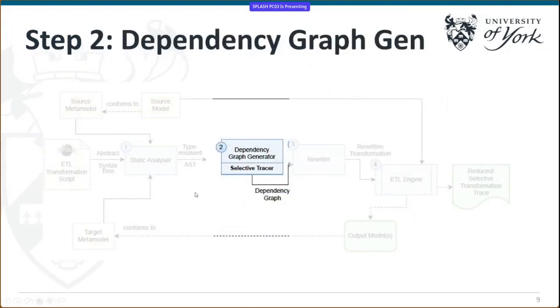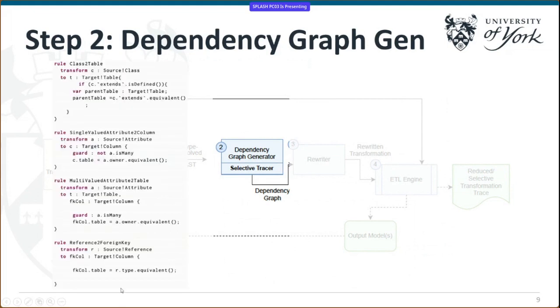So in the dependency graph generator, as I mentioned, what we do is, we have a program written in Epsilon's transformation language here. So what we do is we look for the equivalent calls. So equivalent calls are basically resolving elements from the other rules. So using the static analyzer, we analyze that when, for instance, it's in this line, it's c dot table a dot owners dot equivalent. So we know that this rule is basically calling elements from the class to table rule.